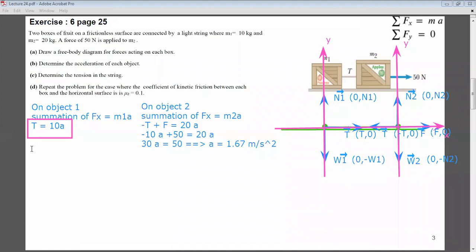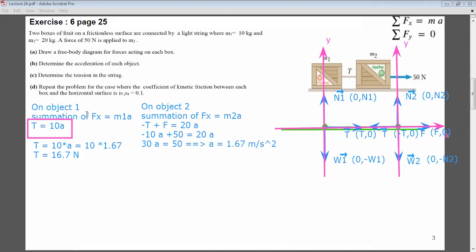Tension is equal to 10 times a, so it's equal to 10 times 1.67. So tension is equal to 16.7 Newtons. Okay, so we solved the problem. This is on a frictionless surface using two equations and two unknowns.